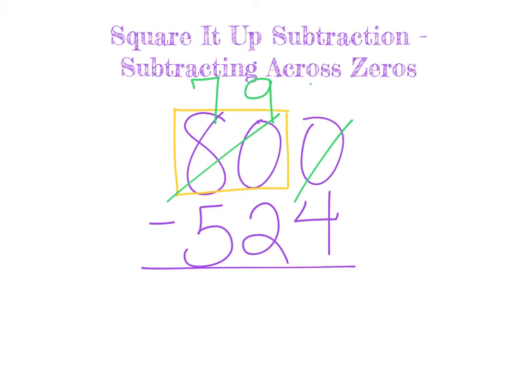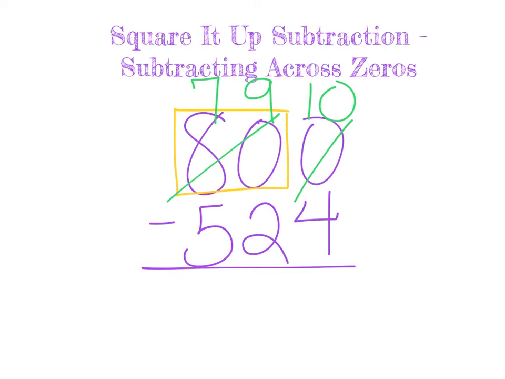Good job. You remembered the 10. The 10 needs to go there. Now I have 79 tens plus 10 tens gives me the full 800. This is just another way. I'm regrouping it to look a little different. So now, can I subtract? Yes, I sure can.